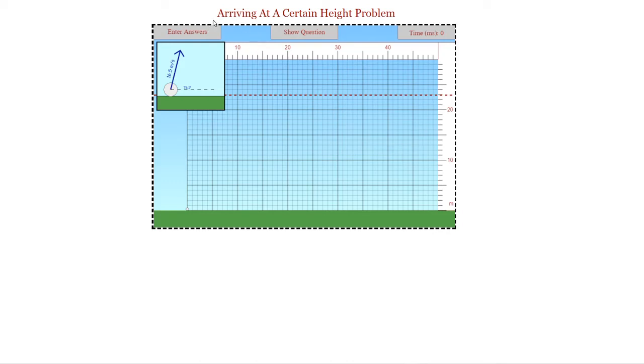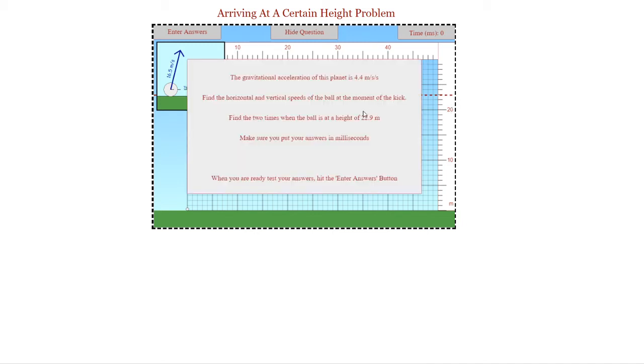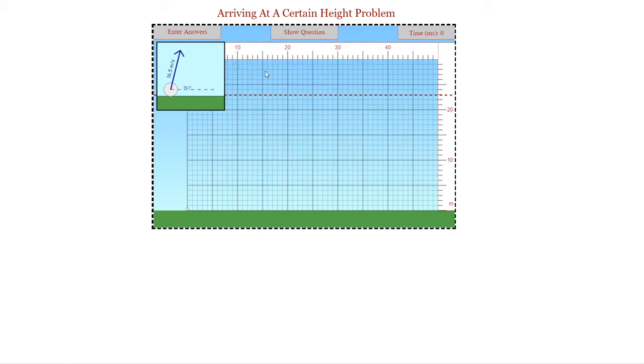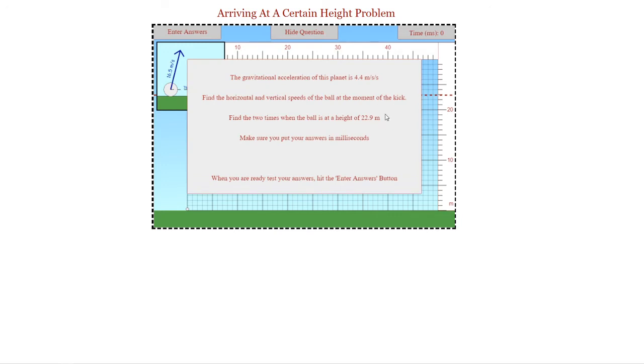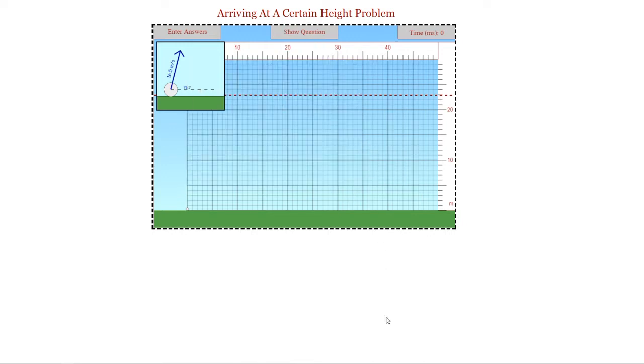Hey everyone, today we're going to be working on the arriving at a certain height problem. In this problem we're going to solve the two times that this ball crosses the height of 22.9 meters. The variables we're given to work with are the initial velocity, the theta angle that the ball is kicked at, the height we're trying to solve, which is 22.9, and the gravitational acceleration of 4.4 meters per second squared. So let's go ahead and check out our variables and get solving.